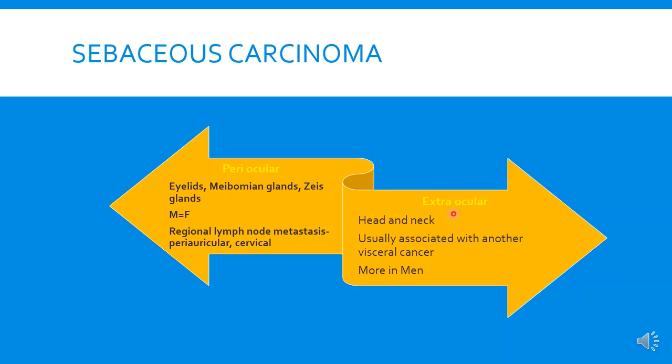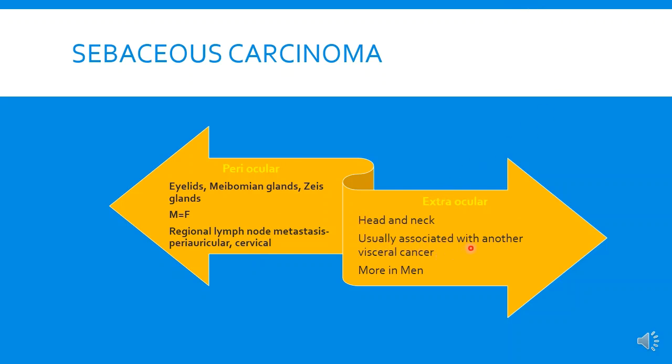Periocular variant is the most common variant, which is usually seen in eyelids, meibomian glands, and less commonly Zeis glands. There is equal incidence in males and females, and it commonly metastasizes to local lymph nodes, the periauricular and cervical chain of lymph nodes.